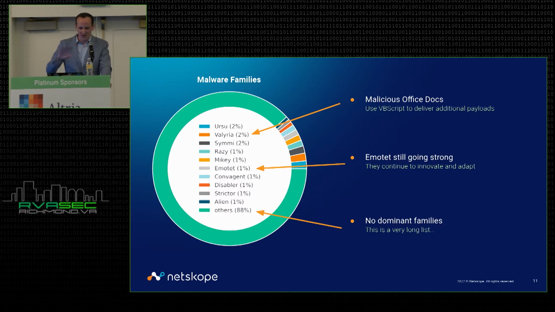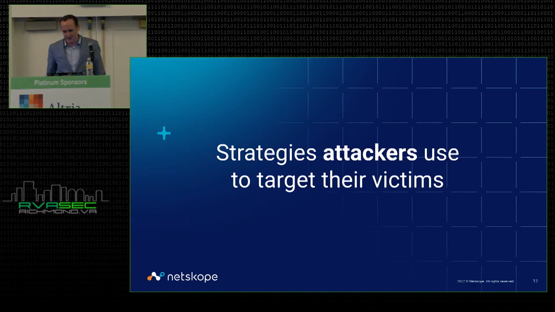So in other words, just lots of different stuff. There's no dominant family. Malware is so fragmented now. Everybody's stealing code from each other, building new things. We keep giving them new family names. So there's just nothing ever that really stands out.